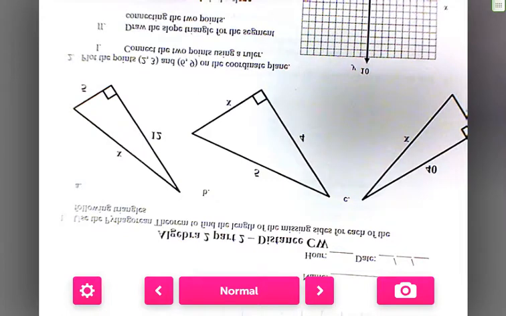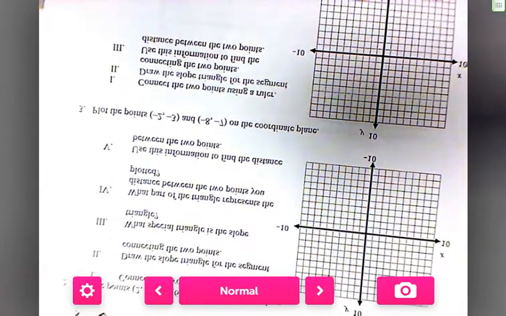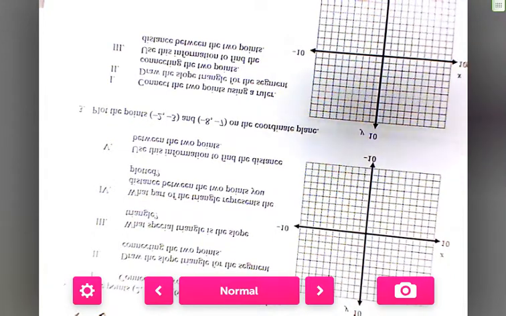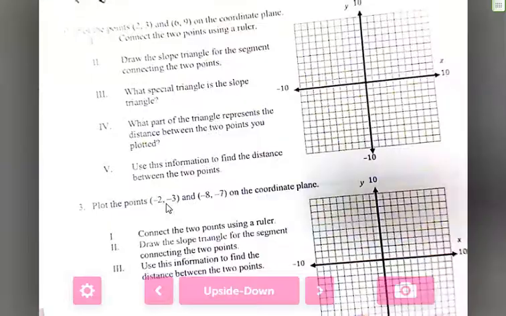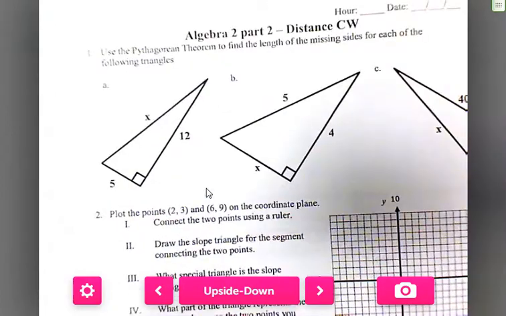Okay, we're looking at the distance formula. Right now, we're going to do this together. It's being recorded currently. You should be working on this right now. It's upside down at the moment, so wait a second here. Okay, so here we go.